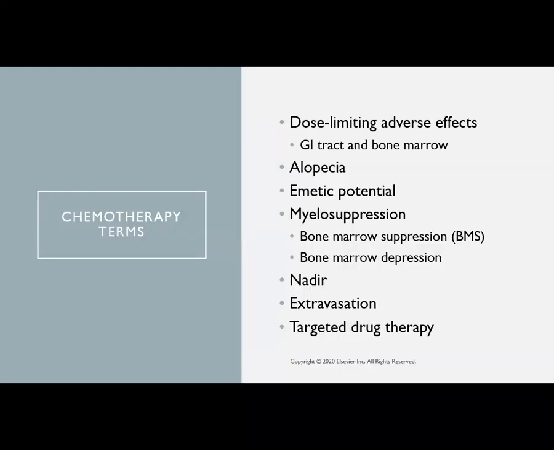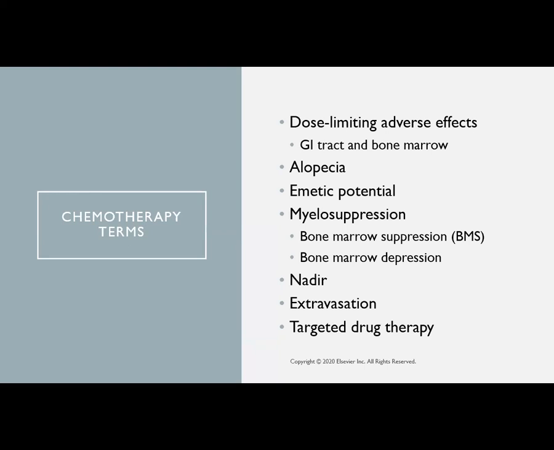The dose-limiting adverse effects, once again, are in the GI tract and bone marrow. We don't want to completely destroy our GI tract, and we also don't want to completely destroy our bone marrow, so we have to be careful with these drugs and not give too much. With alopecia, usually you want them to pick out a wig before they start losing their hair. Emetic potential means they're at very high risk of throwing up. Myelosuppression, once again, is bone marrow suppression, bone marrow depression.